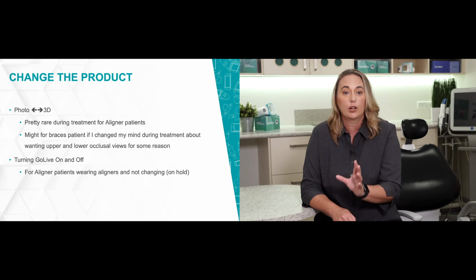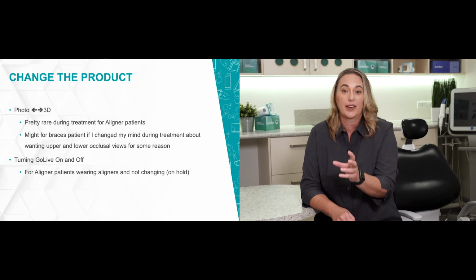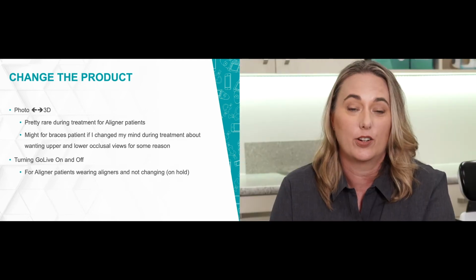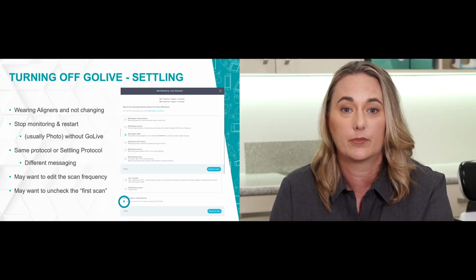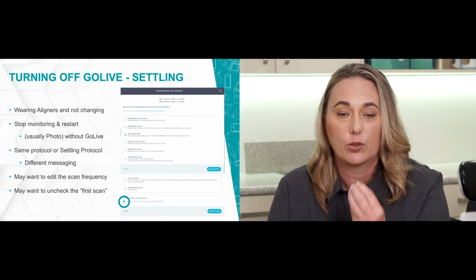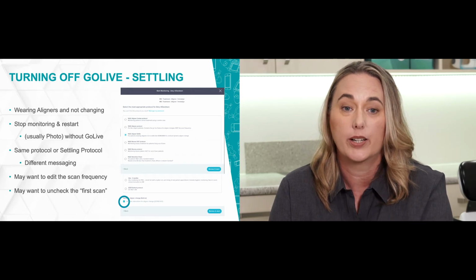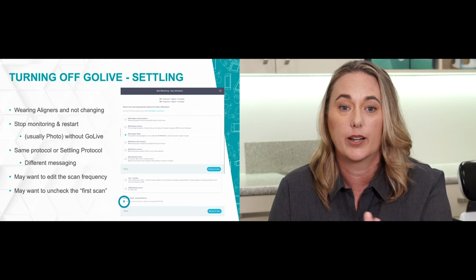And again, when I turn Go Live on and off, I might do that for aligner patients when they're wearing their aligners and not changing them, because I don't want them to be told to change their aligners if I don't want them to change their aligners. And that's an important way to use that dynamic aligner change feature. So if I turn off Go Live, for example, when I'm settling, the patient's wearing the aligners and not changing, I have to stop monitoring, I'm going to restart, usually photo monitoring and without the Go Live feature.